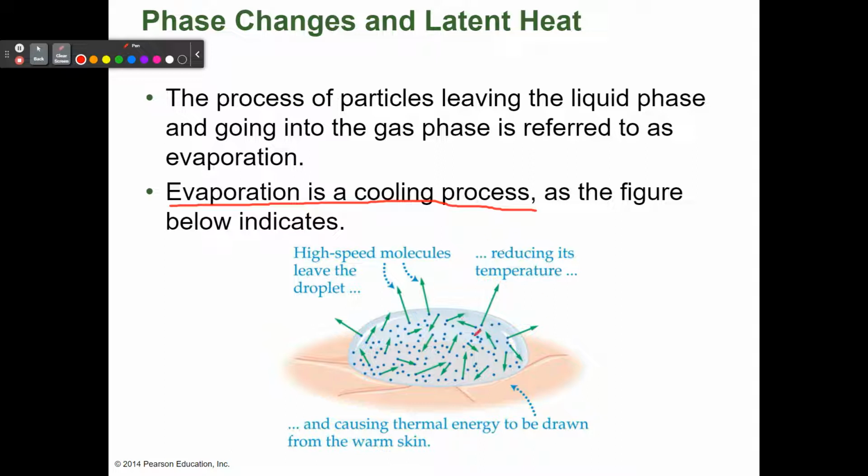Because you're reducing the temperature here, things move from hot to cold. So since you're reducing this temperature by this stuff evaporating, the thermal energy inside the body is going to be transferred outside the body and thus cool the body off.